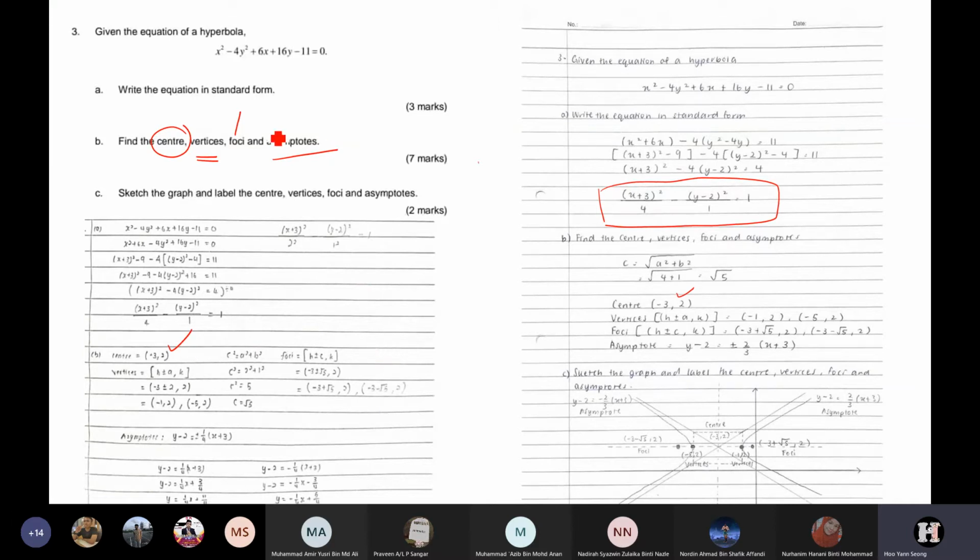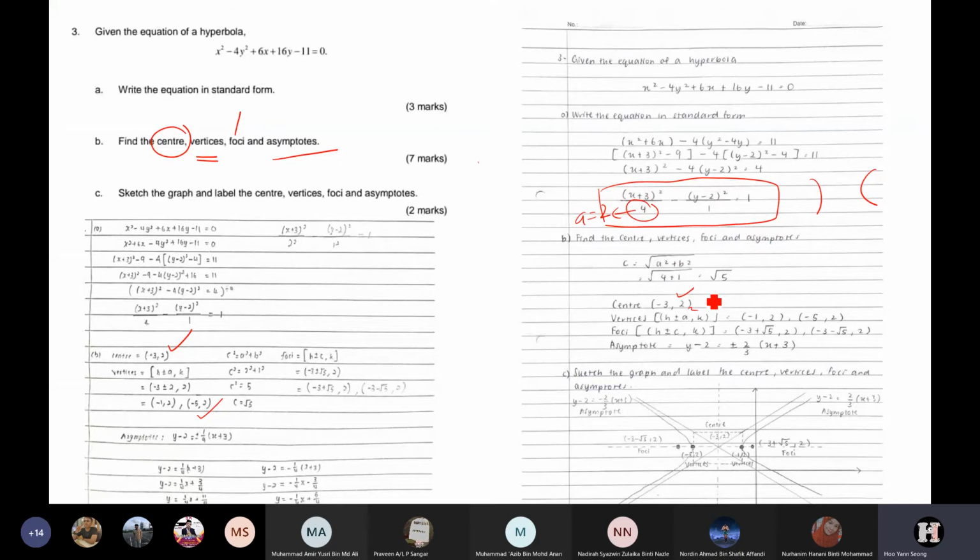And vertices, because X is in front, you know that it opens left and right. So the Y never changes, and your X is the one that changes. Your A actually equals 2, so that's why you have plus minus 2, so that's why it's -1 and -5. Okay, so both are correct. And then for foci, you need to find C. C actually is the square root of A squared plus B squared.